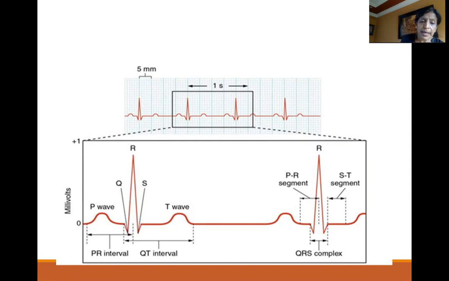PR interval is about 160 milliseconds or 0.16 second. Then similarly, the QT interval would be about 350 milliseconds. Okay, so those are a few details. I'm sure there are many more details we could pick up as we go.